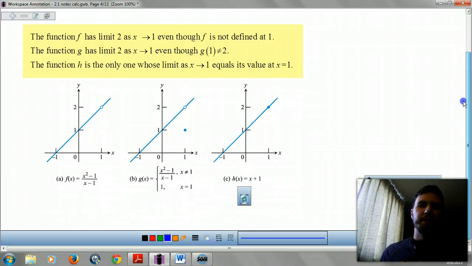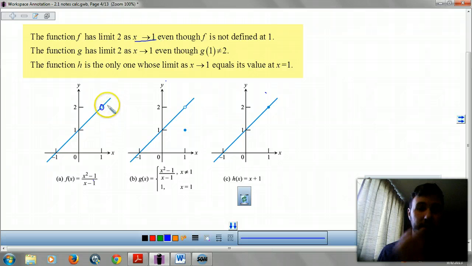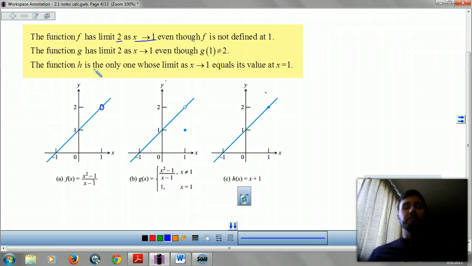If we look at a limit, these are 3 different functions, right? f of x, g of x, h of x. Now, as you approach 1 on f of x, your limit is 2. Okay? Even though at 1 there's no value there. When you plug 1 into that function, it's undefined. But it doesn't matter because you're approaching 2. You're getting close to it. That's what a limit is. It's what you are approaching.